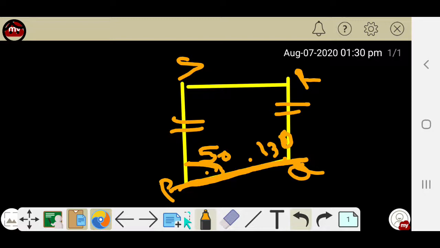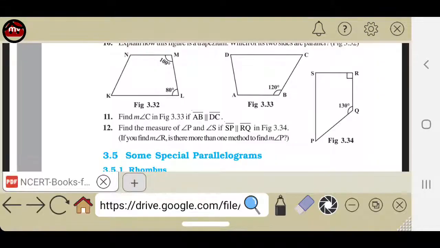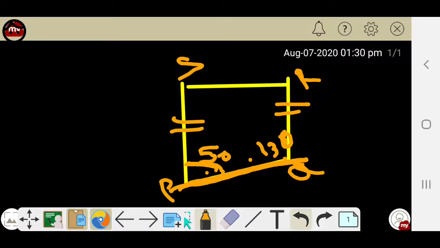Next, what do we need to find out? Angle P and angle S. Okay, angle S. Here it is given that this angle equals 90 degrees. Same property, this is a transversal. The total is 180, so 90 means this is also 90. So angle S equals 90 degrees.